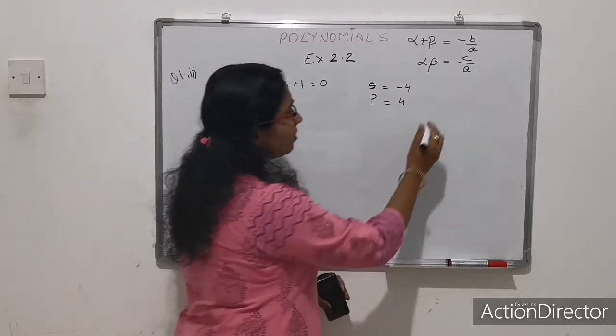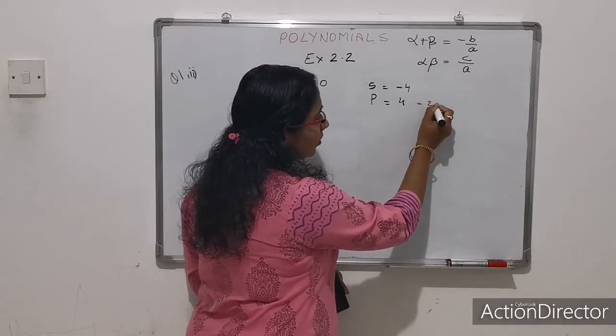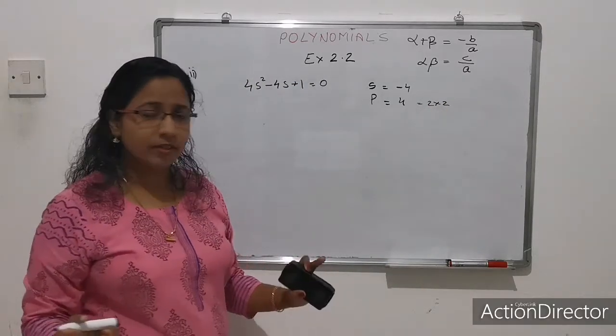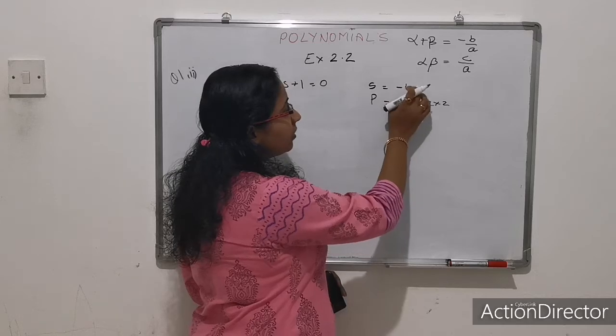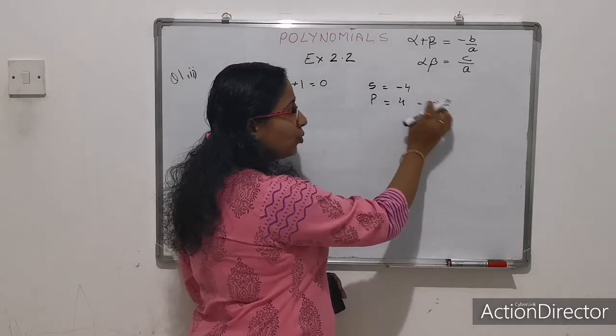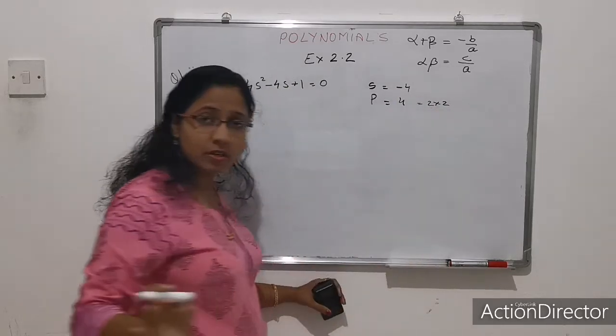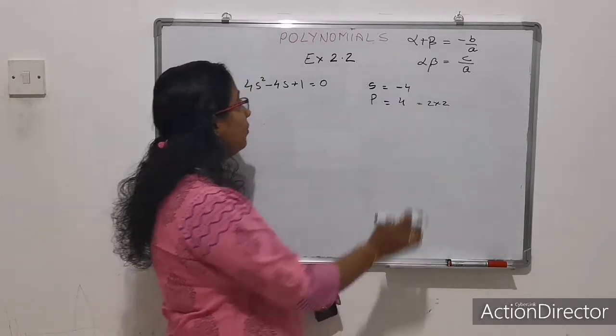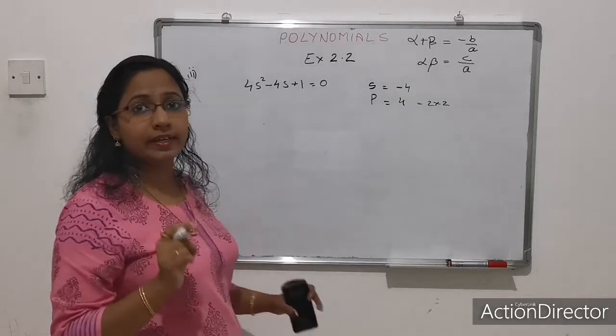Factors of 4 is very simple. It is 2 into 2. So these two numbers only you can take, right? So you have to get minus 4. So 2 into 2 is 4 and 2 plus 2 is also 4. Now this is positive, this is negative. We will have both the negative numbers.